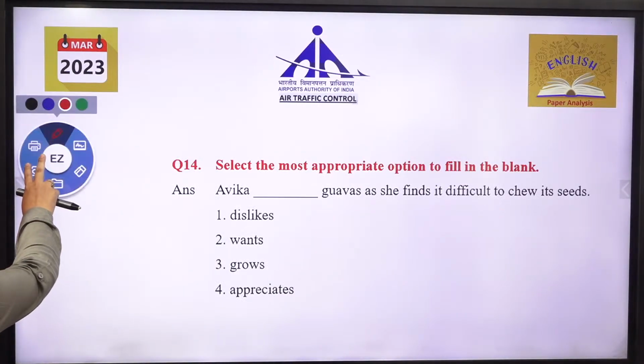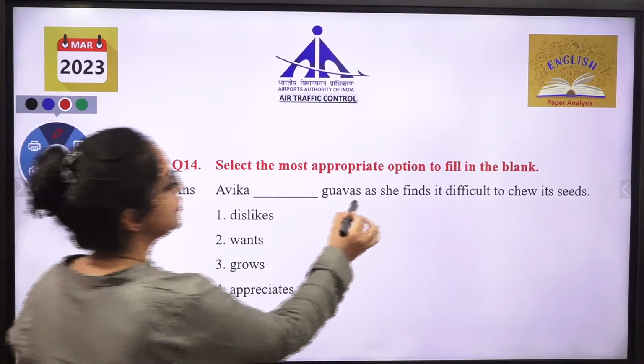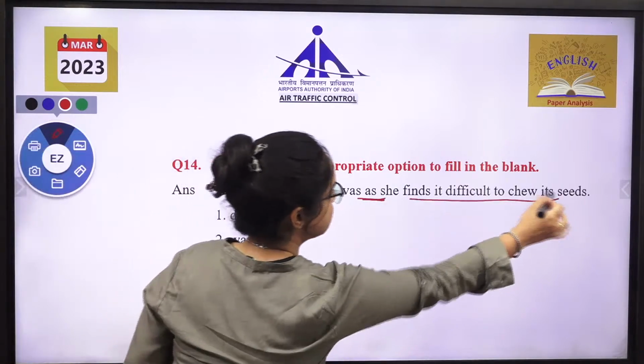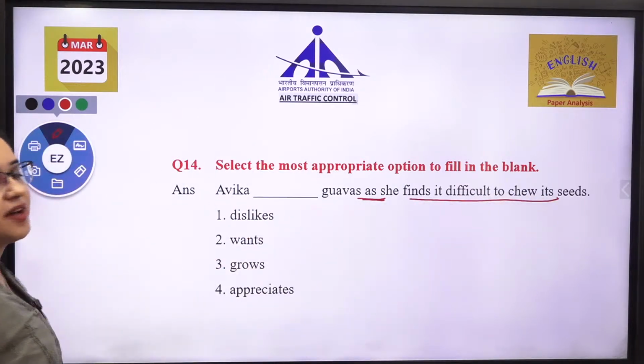This is also an easy one. Whenever such comes, as is going to provide you some reason, as it is difficult to choose seats. मतलब positive आएगा कि negative आएगा?